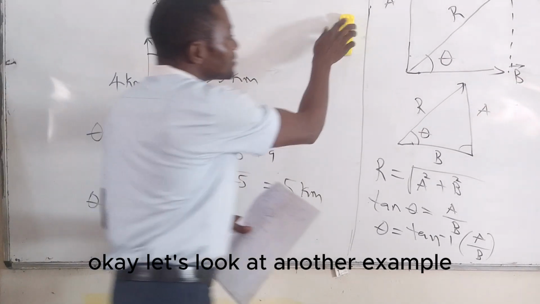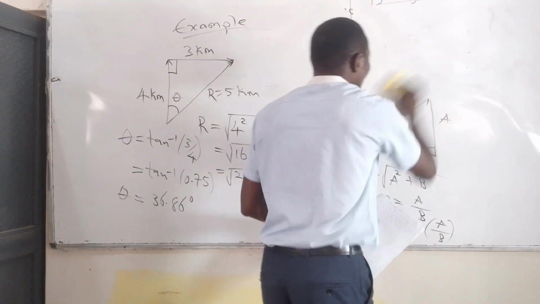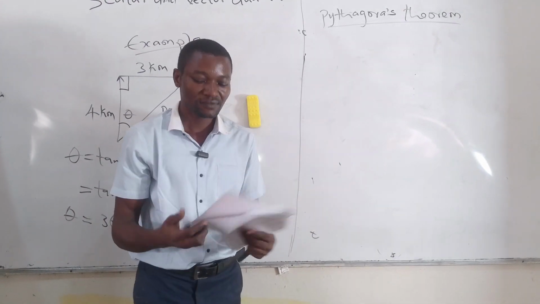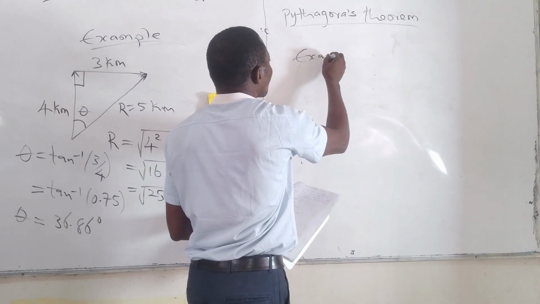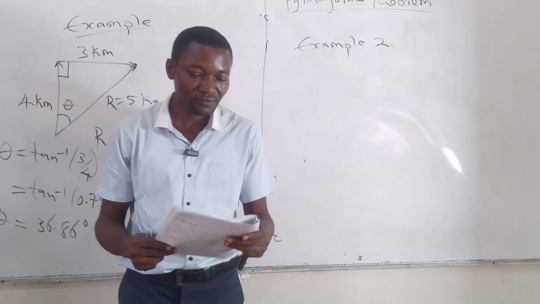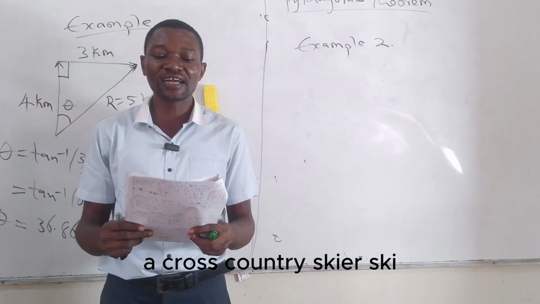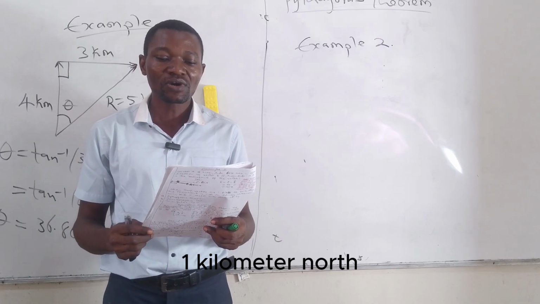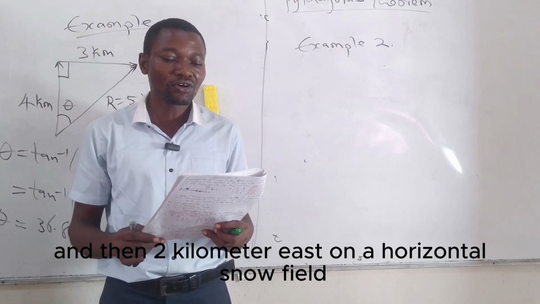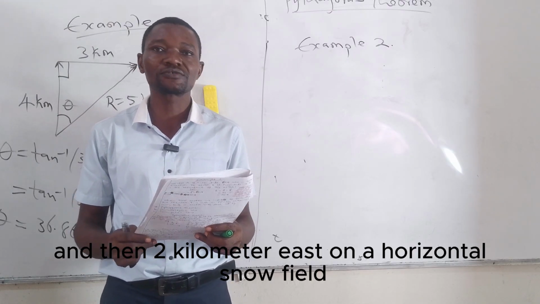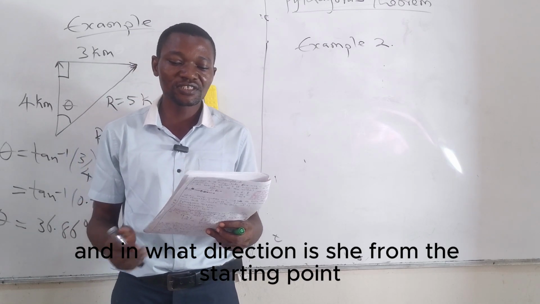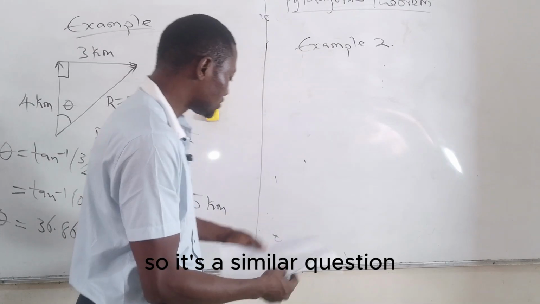Okay, let's look at another example. Example 2. Let me read out the question. A cross-country skier skied 1 kilometer north and then 2 kilometers east on a horizontal snow field. How far and in what direction is she from the starting point? So it's a similar question.